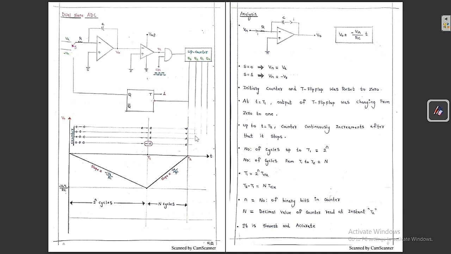So you can see clearly this is the decimal value ABCD. If you go for the decimal value of this ABCD, it is equal to N. So capital N is nothing but the decimal value of this ABCD at the instant of T2. See, and I already told you it is always the slowest and it is most accurate. This dual slope is very slow and it is very accurate.